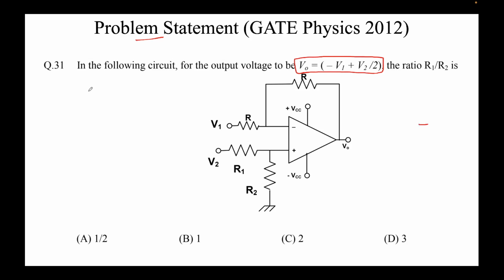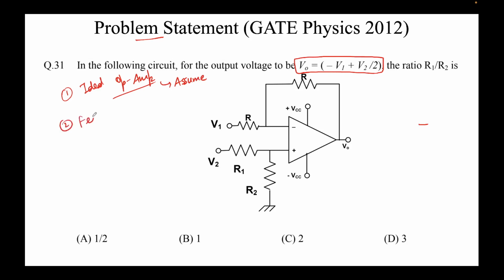Now, before solving any op-amp related problems, we first ask ourselves a few questions. First, is this op-amp ideal? Now, let's look at the question. The question is silent whether it's ideal or not. So if the question is silent, we'll assume that it's ideal. If it's non-ideal, the question must explicitly mention that.